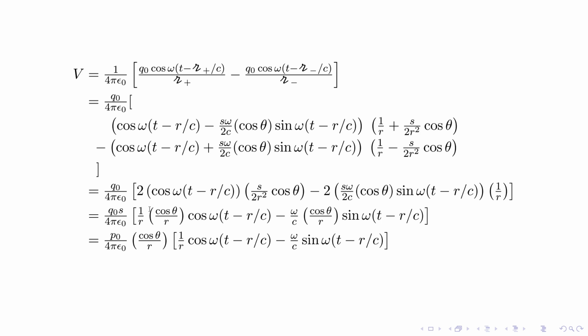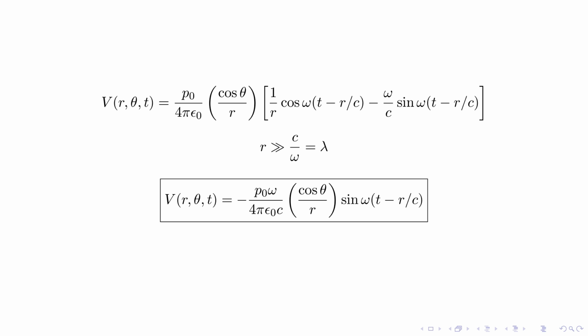Over here we have this extra 1 over r. Something's going to happen to this later. We're going to find out what. Okay, all right. So we're left with this mess, this glorious mess. V becomes p naught over 4 pi epsilon naught, cosine theta over r, both of the terms have that, and we have 1 over r cosine omega t minus r over c, minus omega over c sine omega t minus r over c. So let's poke at this equation for a bit.